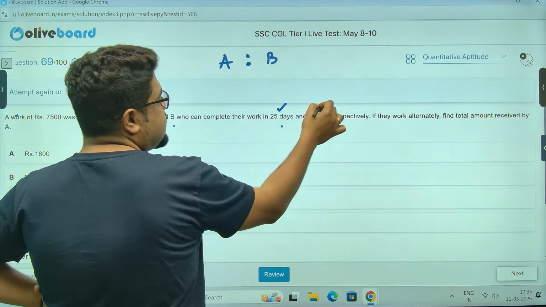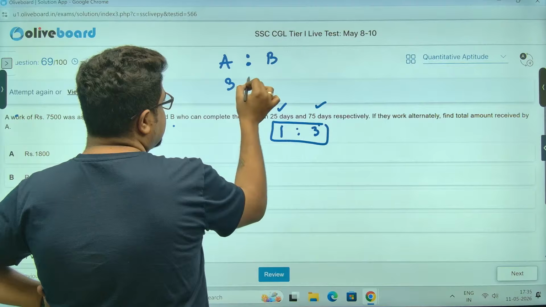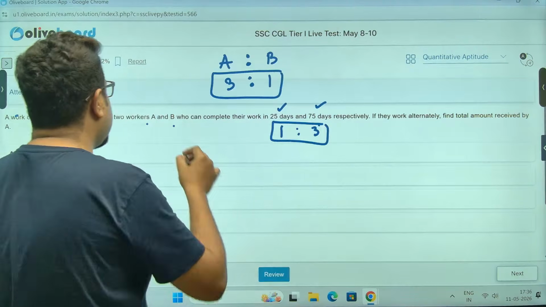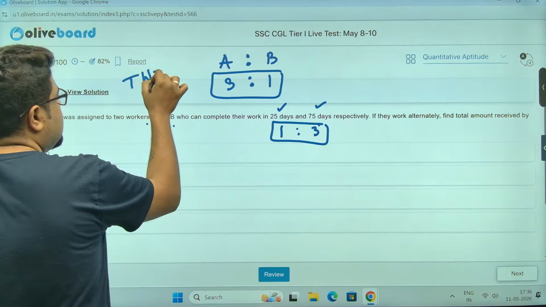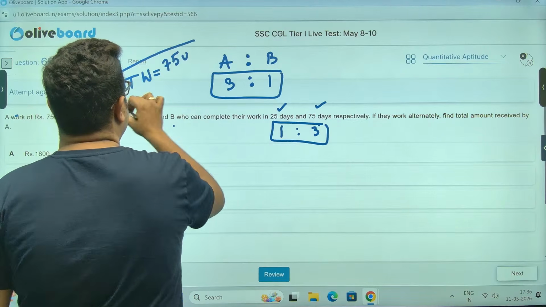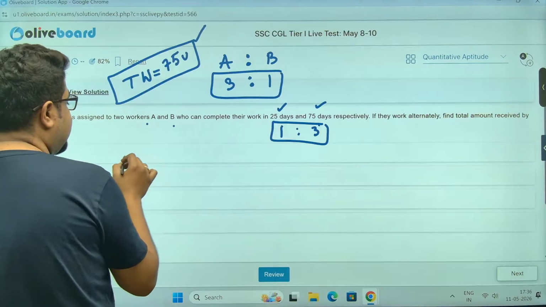So the number of days is opposite of this, a 1:3 time ratio. So the efficiency ratio will be 3:1. I'm assuming A can do 3 units, B can do 1 unit. And total work will be how much? 75 into 1, so I'm taking 75 units. Correct? Now, who starts? Again, A will start eventually.